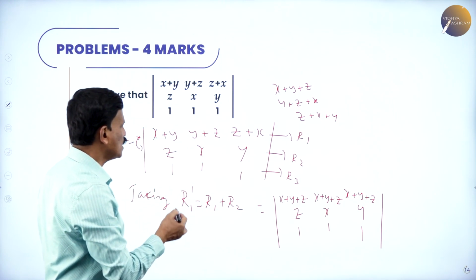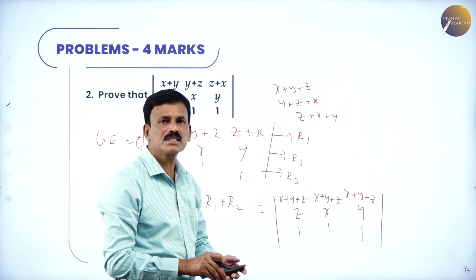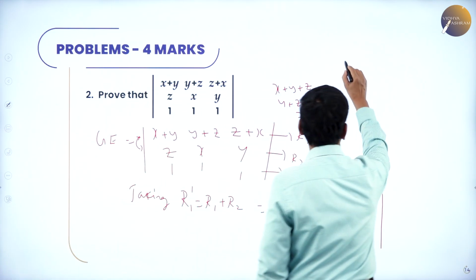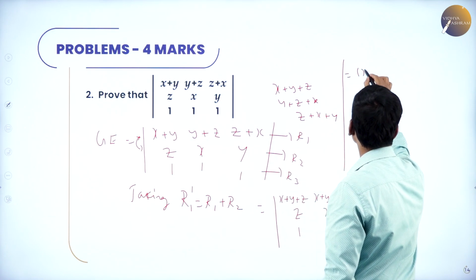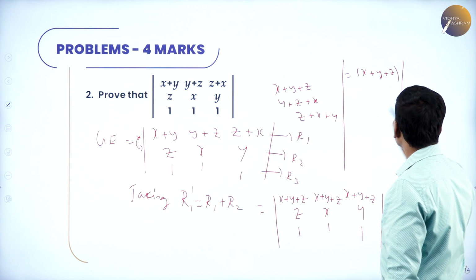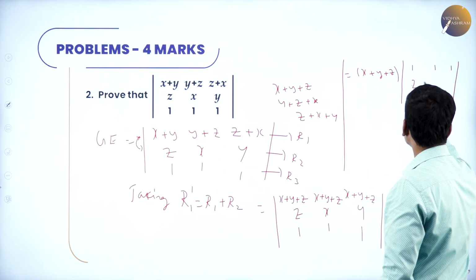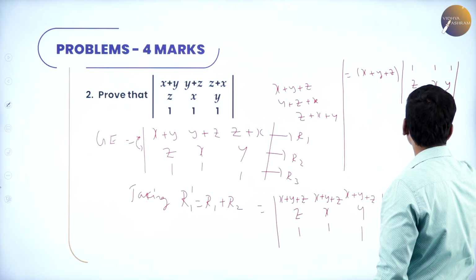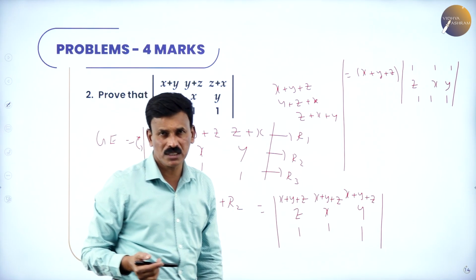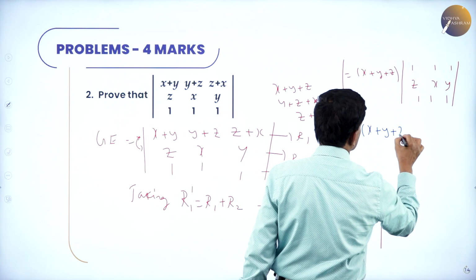Now, see here, x plus y plus z in every entry, so you can take x plus y plus z as a common factor. What is left over? 1, 1, 1. Then z, x, y, and 1, 1, 1. So the determinant is x plus y plus z times this determinant.